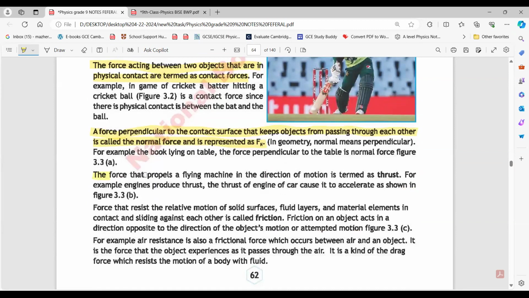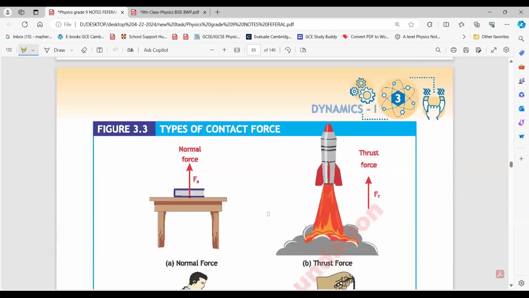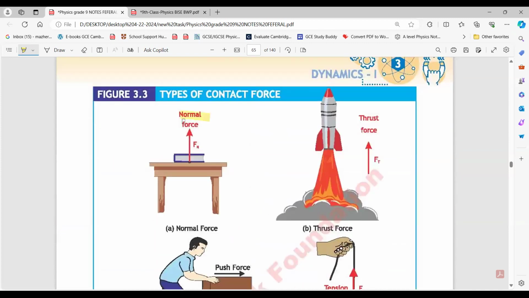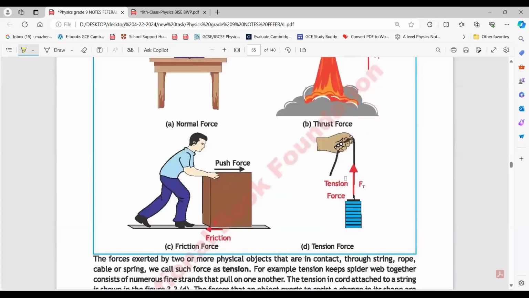And here is the thrust. The force that propels a flying machine in the direction of motion is termed as thrust. For example, an engine produces thrust. The thrust in the car causes it to accelerate as shown in figure 33.3. Here is the example of normal force. Here is the example of thrust that acts in the direction of motion, and drag force would act in the opposite direction. Here is the example of tension. Tension acts in the opposite direction of weight, and friction is a resistive force. Drag force is an example of friction.